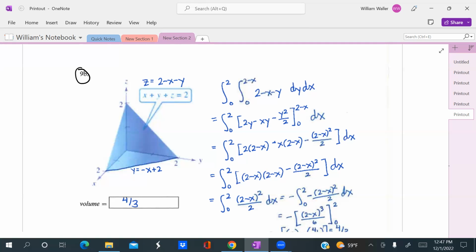If you solve this planar equation for z, you get z equals 2 minus x minus y. So the volume beneath this plane down to this triangular region in the XY plane. So we're thinking of this as being our function of two variables, z or f of x, y, equals 2 minus x minus y, and we're just trying to integrate that function right above this particular region.